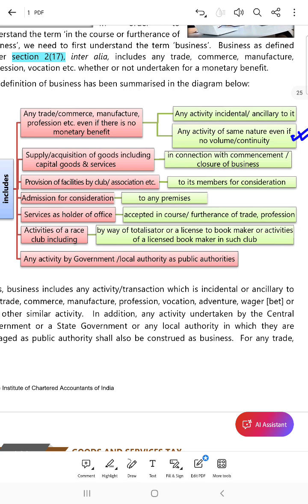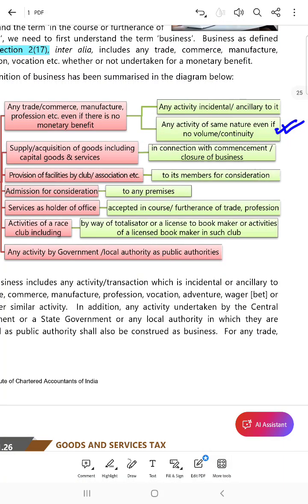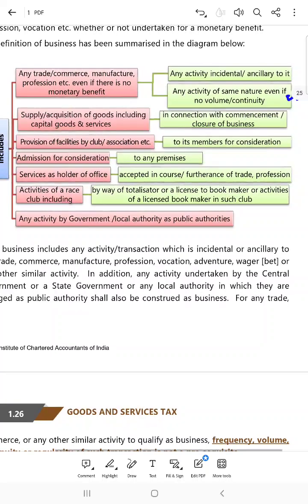Supply or acquisition of goods including capital goods and services. Supply means what you are selling, which has been defined earlier. What is acquisition? Acquiring something. It includes capital goods and services, so it's not only trading goods. This applies if it is in connection with the commencement or closure of business. Now, provision of facilities by a club or association to its members.